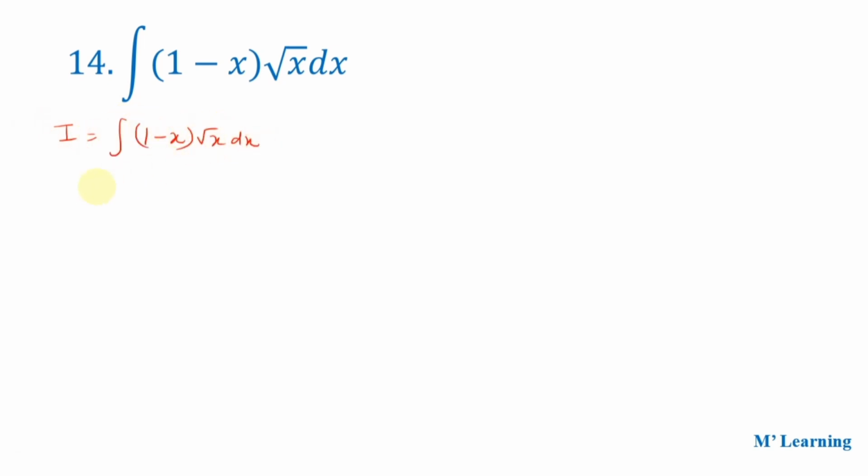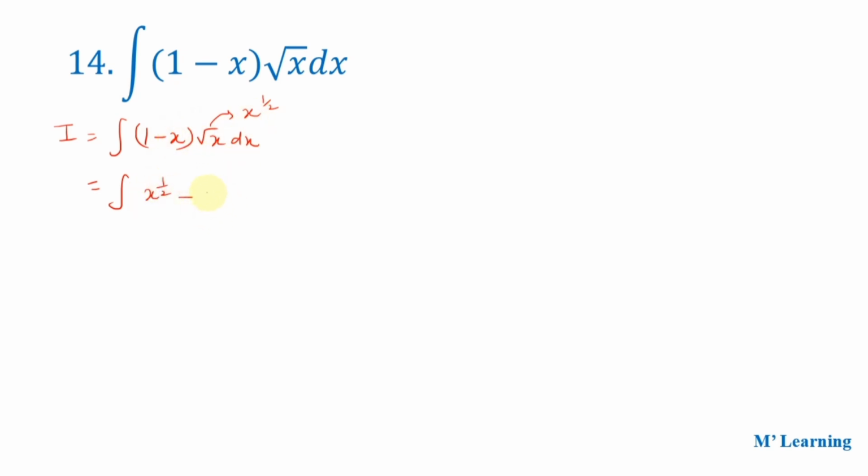So basically root x means x to the power half. So we'll just multiply with this, the root x, which can be written as x to the power half. So we'll multiply x to the power half with both terms. So 1 into x to the power half is x to the power half, minus x into x to the power half.